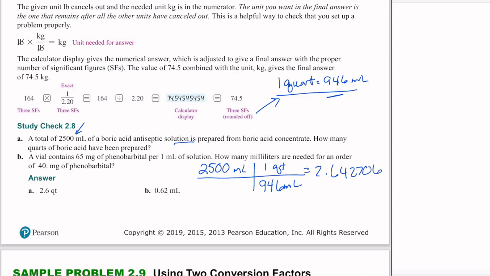2.642706. Now, we need to round to two significant figures because we're limited to two significant figures from the 2,500. And the 6 would be our second significant figure. We look to the right of it and we see that it's 4 or less, so we keep the 6 as is and round our number to 2.6 quarts.